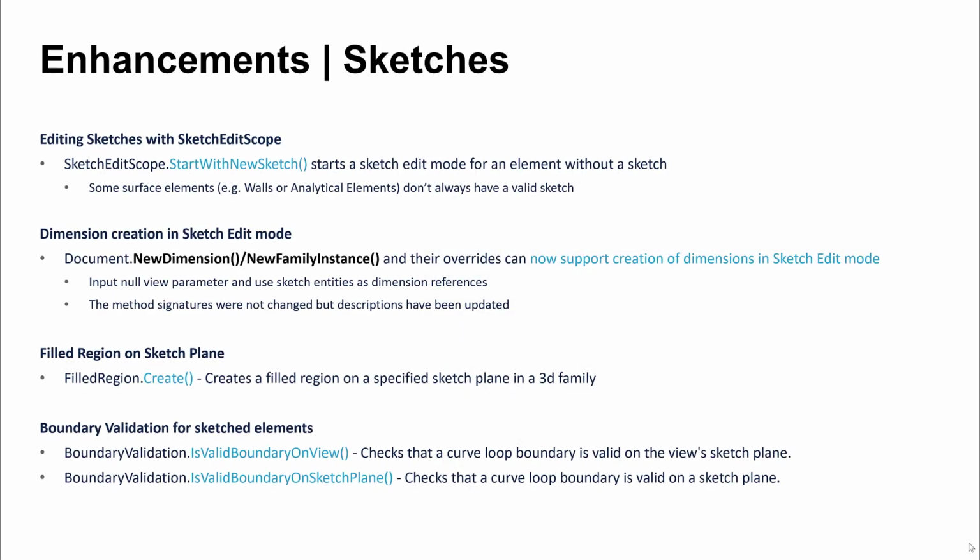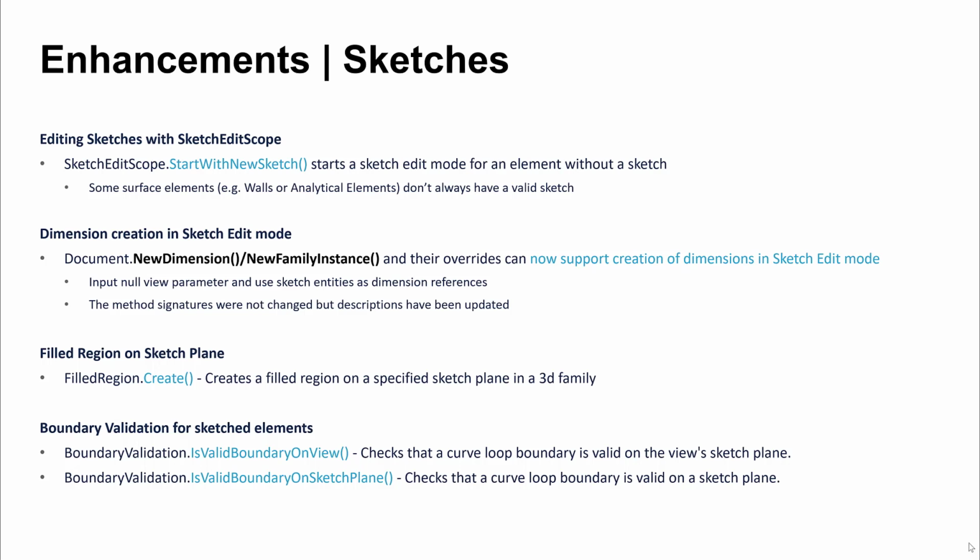So sketches also have a number of new enhancements. In particular, in Sketch Edit Scope, we have the ability to start with a new sketch. This is needed because some elements, for example, walls, don't actually automatically start off with a sketch. So you need to add one first before you enter the sketch edit mode. So now we've added the ability to go ahead and do that.